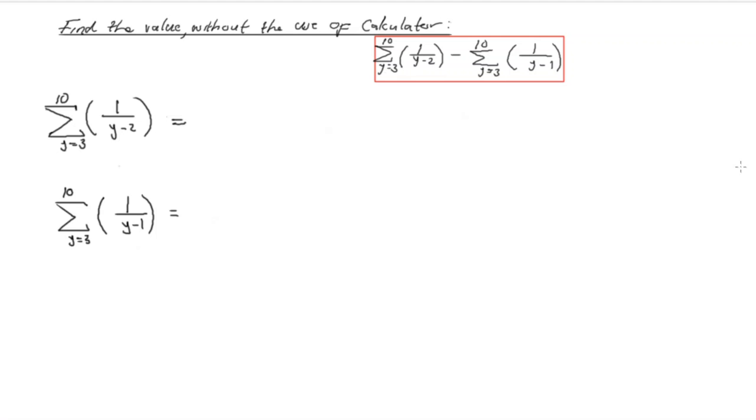So for the first expression, as we can see here, we have a top limit of 10 and a bottom limit of 3, summing up this expression of 1 over y minus 2. And then for the second expression, I have a top limit of 10 and a bottom limit of 3, summing up this expression of 1 over y minus 1.